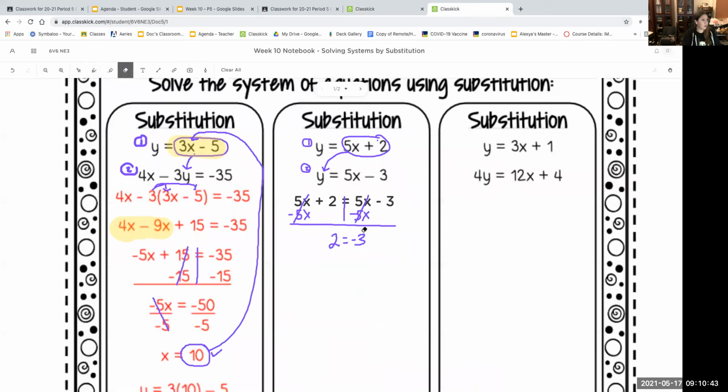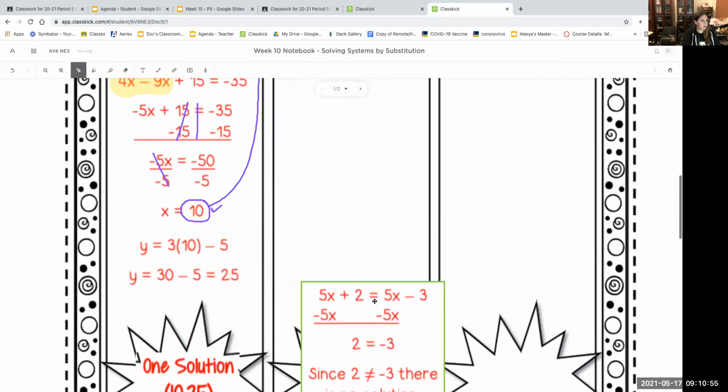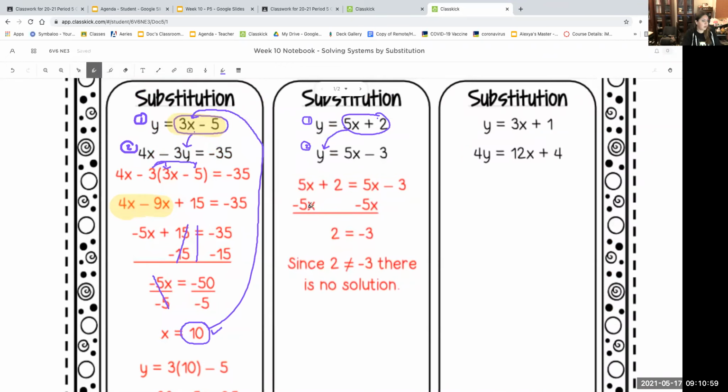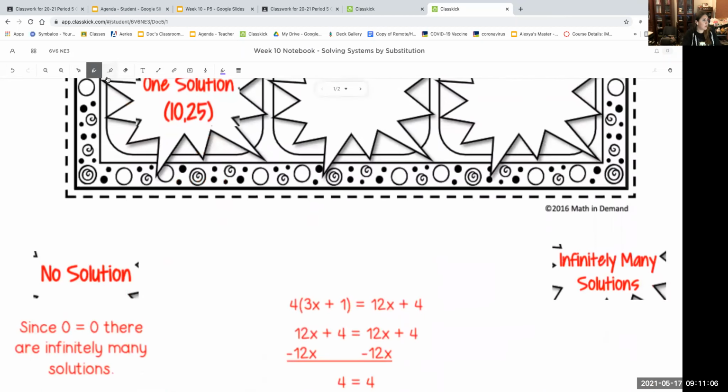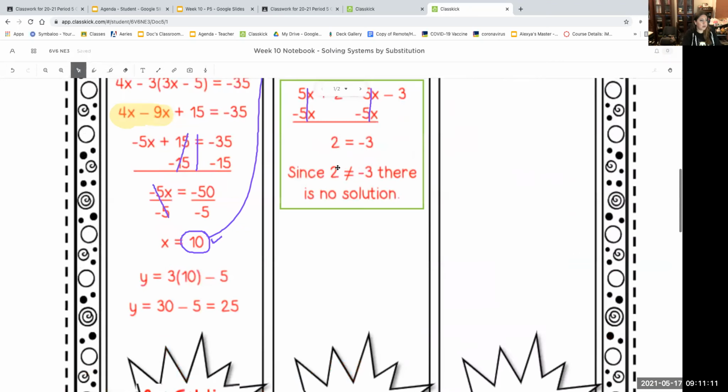So again, I'm going to erase this and move my pieces. I'm going to move this piece up and edit the pieces that I needed. That goes away. That goes away. And again, this is no solution. Why is it no solution? Because 2 and -3 are not the same. They do not equal each other.